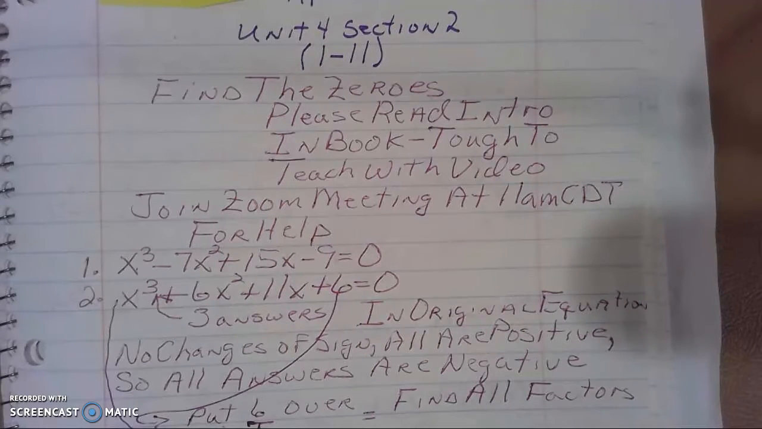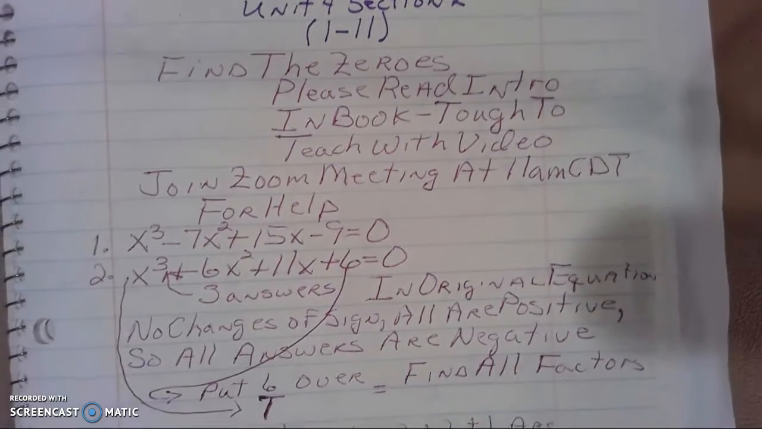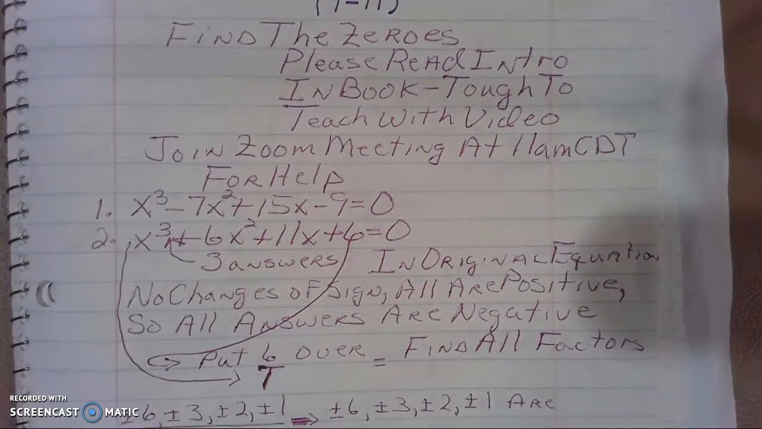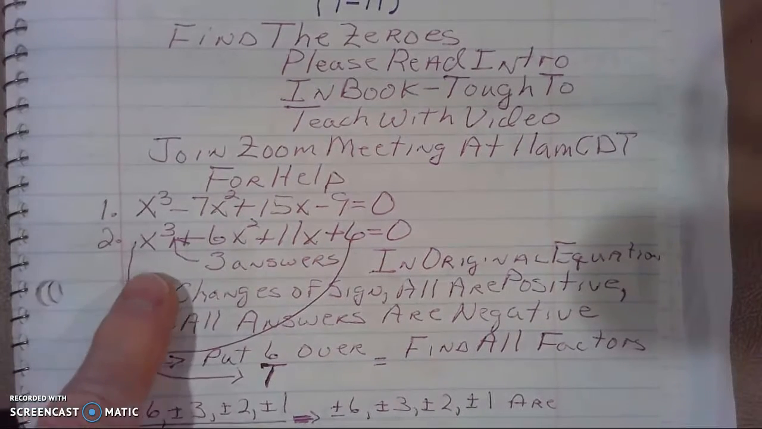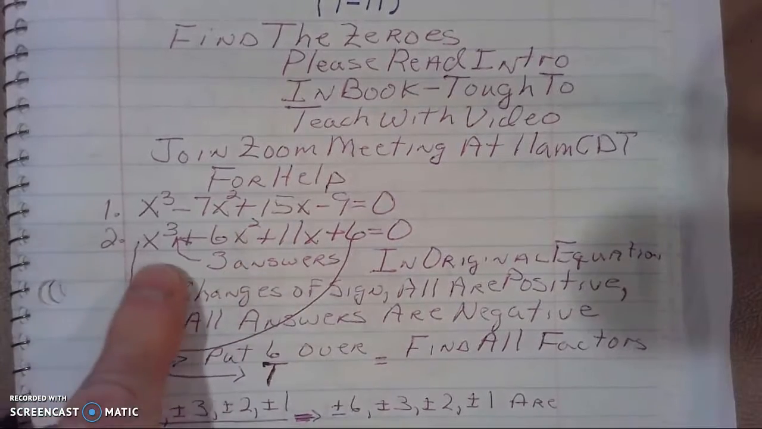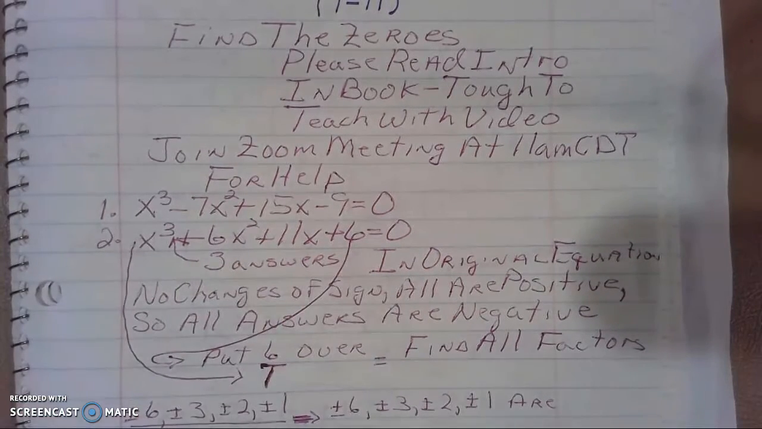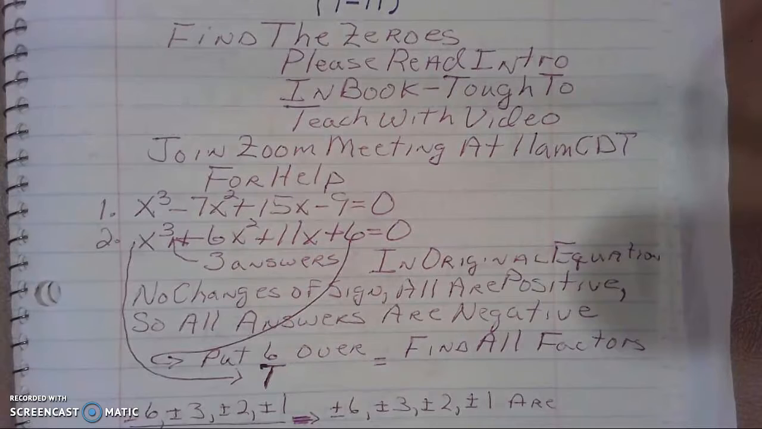Number 1, x cubed minus 7x squared plus 15x minus 9 equals 0, would have 3 zeros. Number 2, x cubed plus 6x squared plus 11x plus 6, has 3 zeros. But all 3 of the zeros are going to be negative because you look at the original equation. There are no sign changes. Those sign changes tell you how many positive roots there are going to be. Since there are no sign changes, all of the roots are going to be negative.